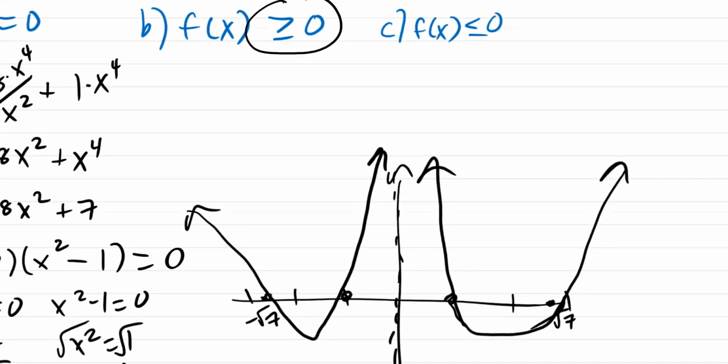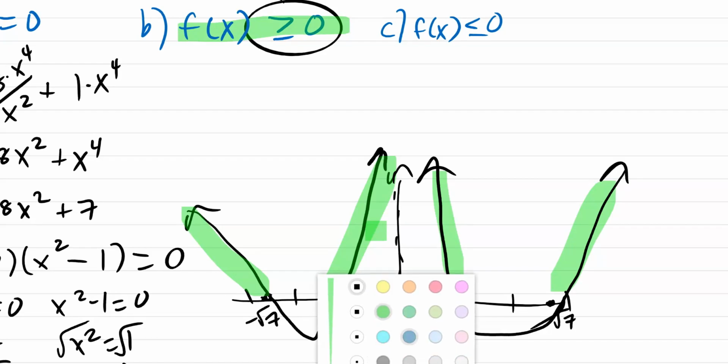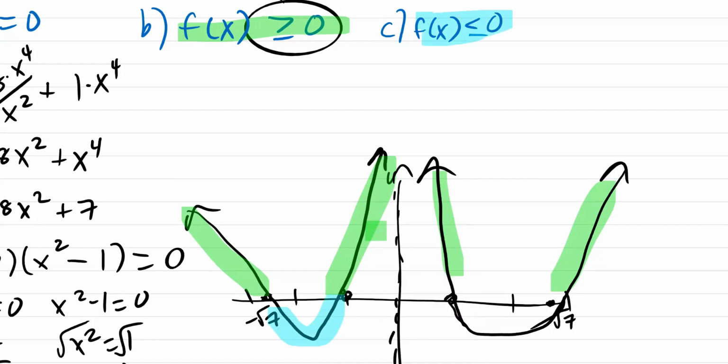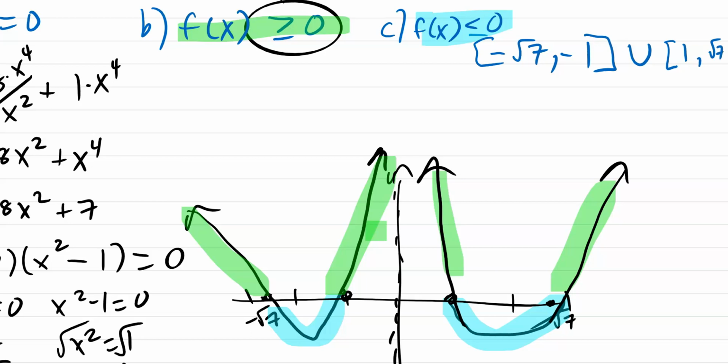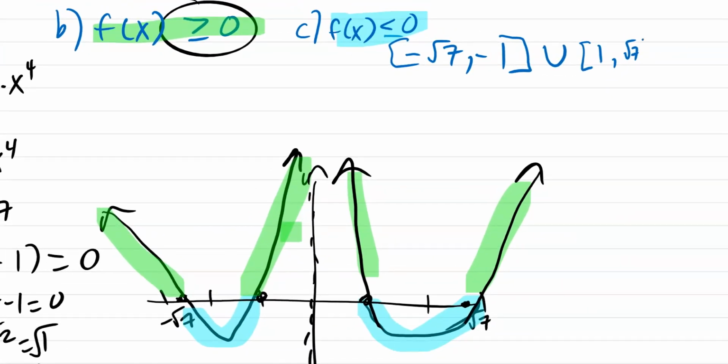Where is it greater than or equal to 0? Well, anywhere it's above. Right? Where is it less than 0? Anywhere below. I'll do the less than first because that's a little easier. Where is it below? Well, here, between negative root 7 and -1, both with brackets, or from here, from 1 to positive root 7, both with brackets.